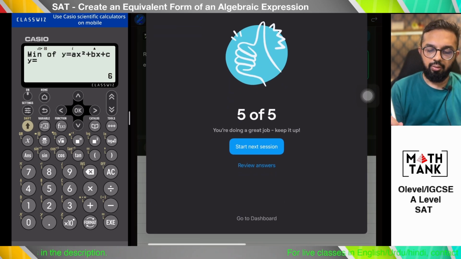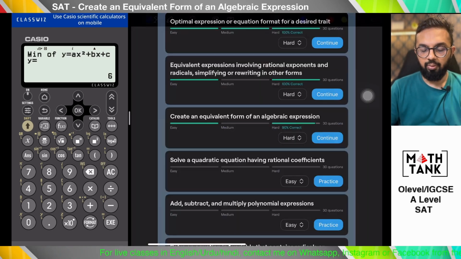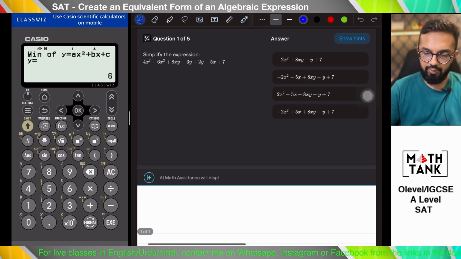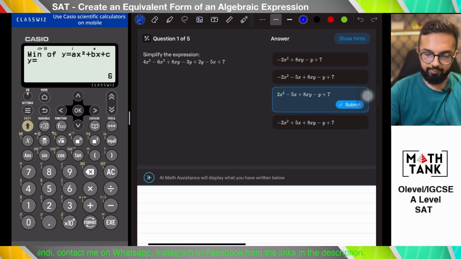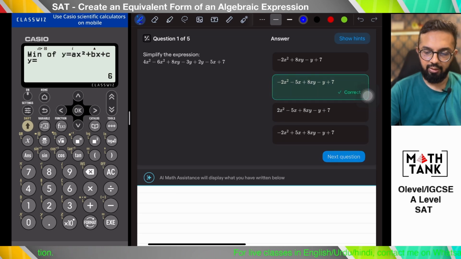Okay, let's see if we have more hard questions. I think there's going to be a repeat because I got one question wrong in the first set of 5 questions. Yes, this was the one that we got wrong. Minus 2x squared minus 5x. Yep, that was the correct one.